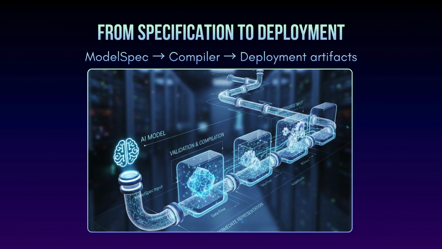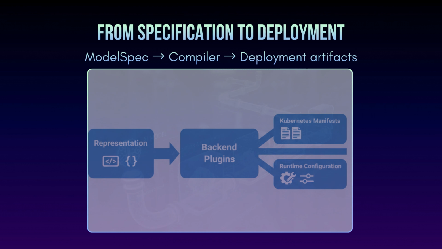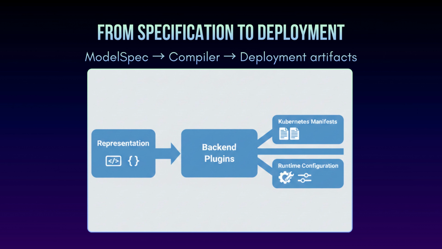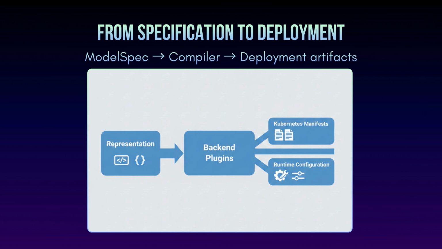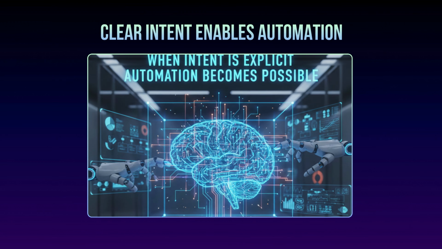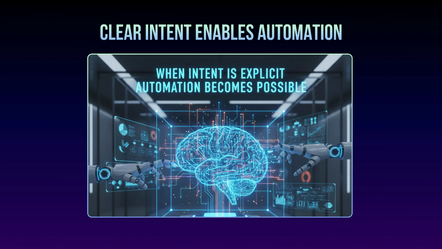The specification is validated and compiled into an intermediate representation. Back-end plugins then translate that representation into platform-specific artifacts, such as Kubernetes manifests or runtime configuration. This allows the same intent to be reused across environments. When intent is explicit and machine-readable, automation becomes possible.